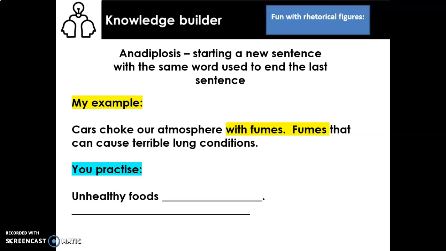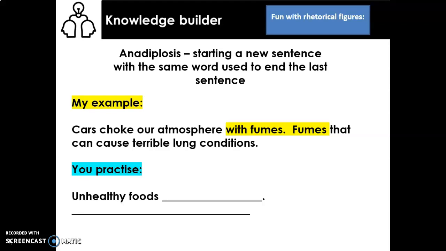Sentence? I have to start it with the same word I ended the sentence on. See what I did there? A little bit of on the spot. Antiplosis. Starting a new sentence with the word used to end the last sentence. Lovely. Okay, so here's my serious example that is all to do with my topic of banning cars from the city centre. Are you ready? Cars choke our atmosphere with fumes.